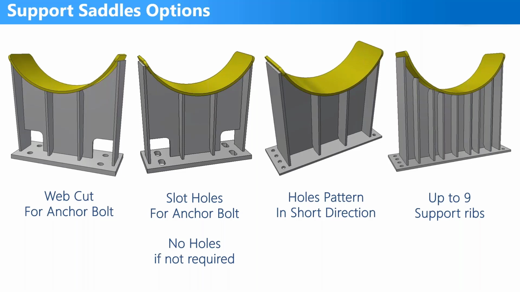You can make the saddle without holes. You can make the hole pattern on 2 sides only, not with the longitudinal dimension. You can add up to 9 ribs to your saddle.